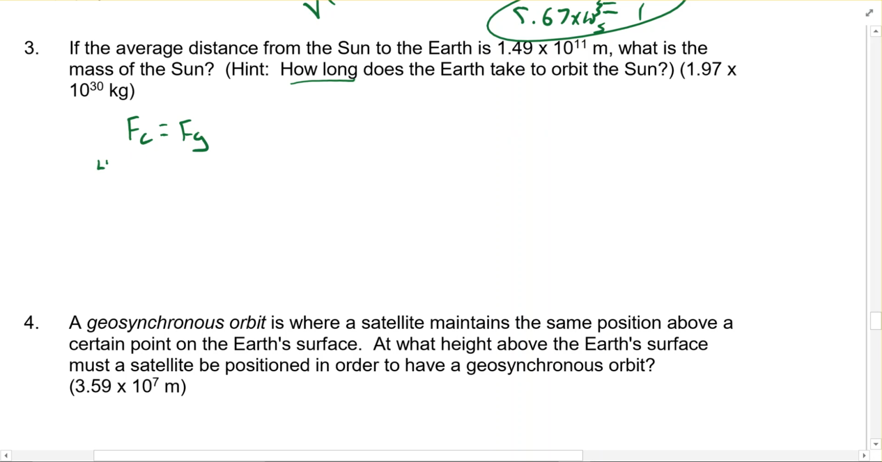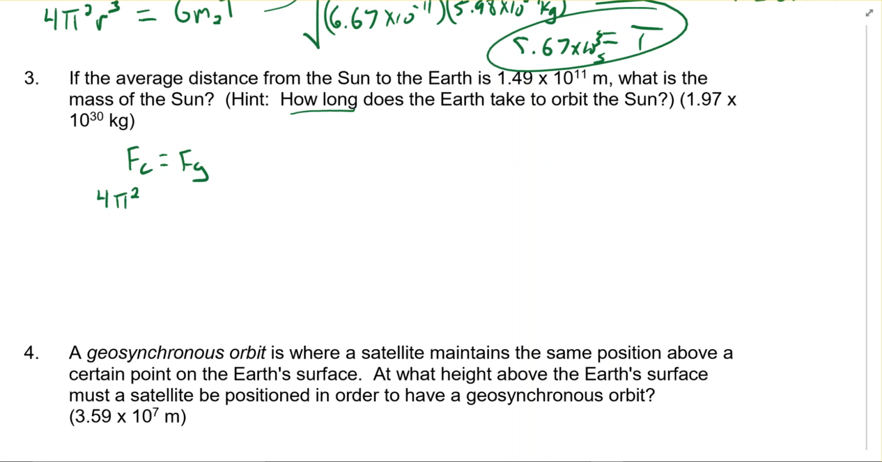So let's rewrite this one as 4 pi squared r times m over t squared. And that's going to be equal to big G m1 m2 over r squared. And just like it has happened in every one of them, one of the M's on each side is going to cancel, right? And we're looking for what's the mass of the sun. Well, that's the big one, right? So the sun is the one that is going into that equation.